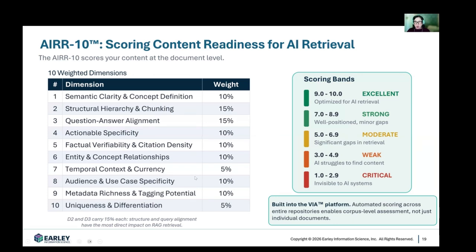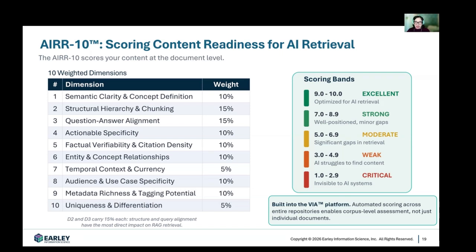So this is the framework we use, and Seth already mentioned it. We call it the AIR 10, rolls right off the tongue. Right? AIR 10. Yeah. AI retrieval readiness in 10 dimensions. So I'm not going to read all 10. The deck has them, and you can come back to that if you want to see them all. What matters here is the structure.